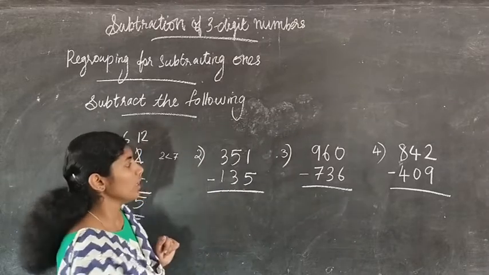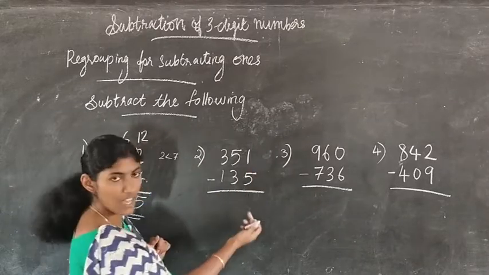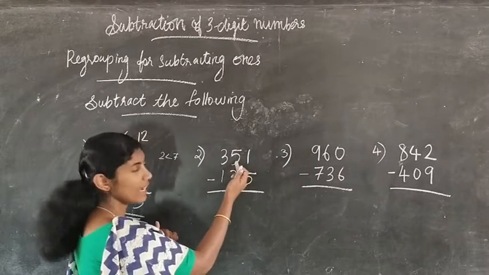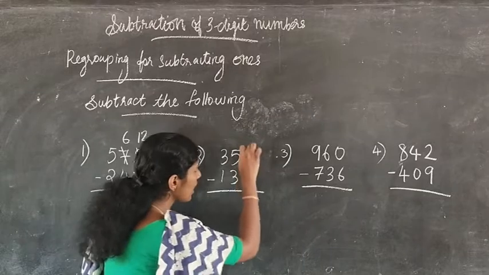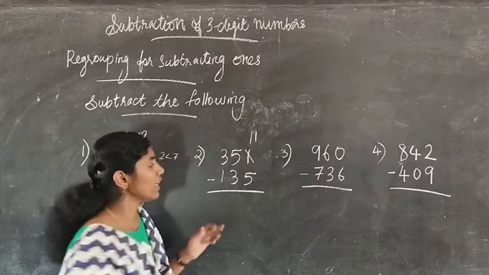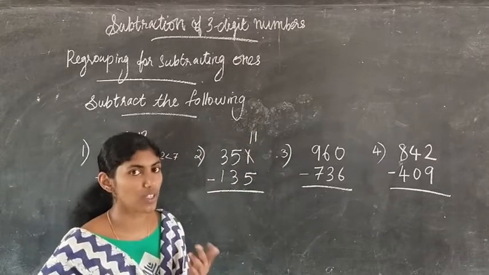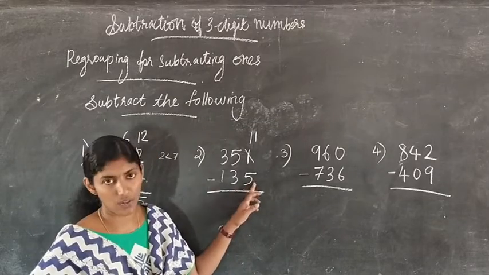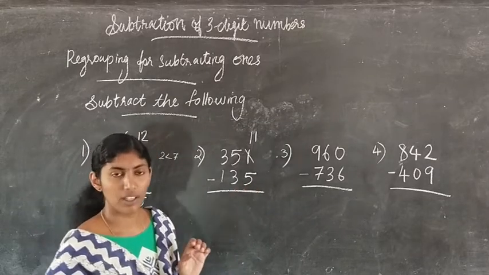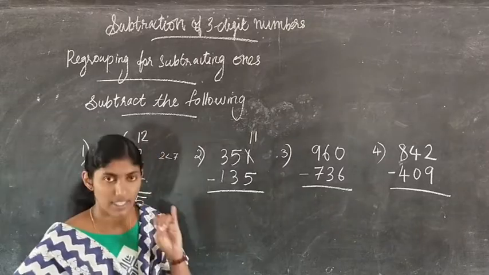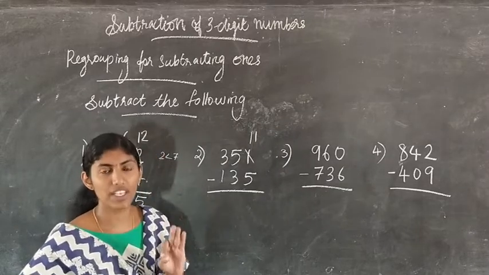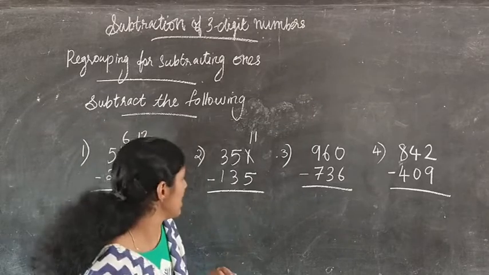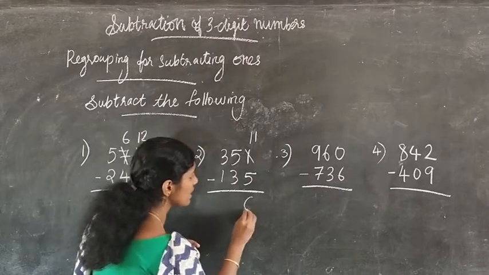Then moving to next question, 351 minus 135. Here also, we know that 1 is less than 5. So what we have to do? We have to borrow 1 ten from this tens column and we have to regroup this as 11. Then 11 minus 5. Can use our finger. We have to count forward after 5 till we get 11. So 6, 7, 8, 9, 10, 11. So how many are there? Yes, 6. So write 6 here.